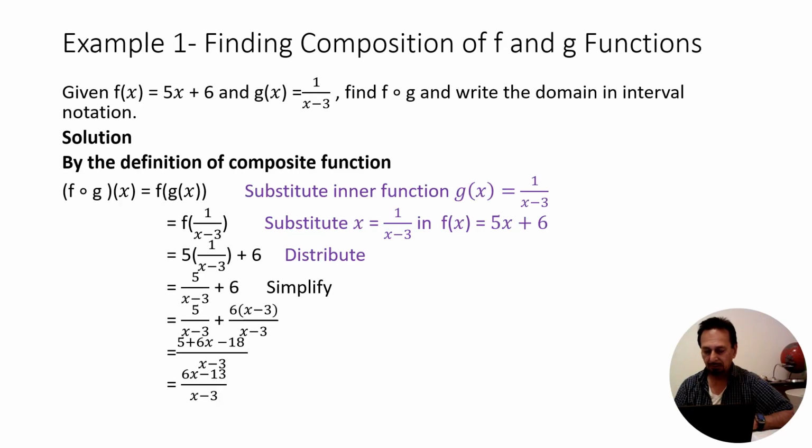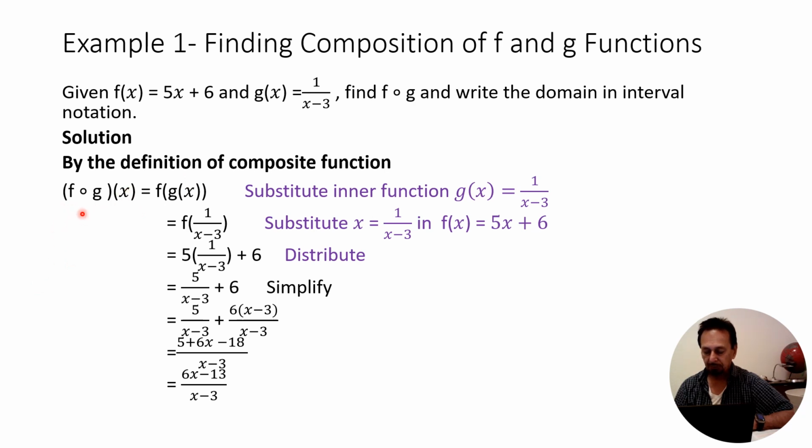So here is example number 1. We are given f of x equals 5x plus 6 and g of x equals 1 over x minus 3. We're going to find the composition of f and g, and then write the domain in interval notation. So let's start with this one.